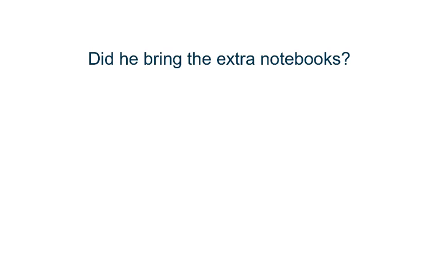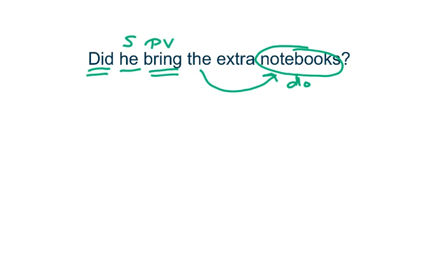So we will go ahead and mark he as our subject. He, what did he do? He did bring. Bring is an action verb, so we've got our predicate verb. What did he bring? Notebooks. Answers the question. We've got a direct object. We crossed the bridge. Transitive verb, bring. The modifies notebooks. Adjective. Extra modifies notebooks. Adjective.